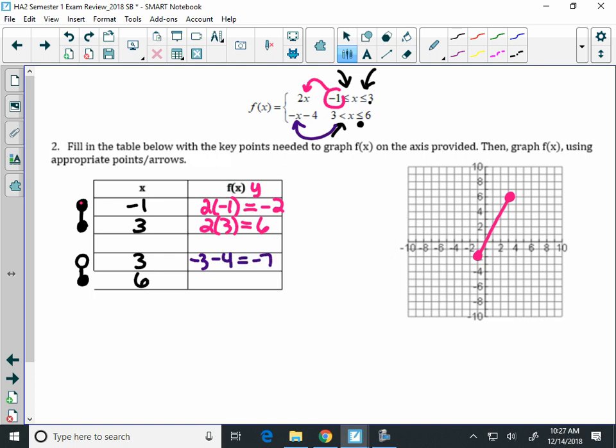So the point (3, -7) has an open dot, and you'll put in -6 minus 4 here, which is -10. So (6, -10) gets a closed dot, and you can connect those. That is the piecewise graph from number 1 and number 2.